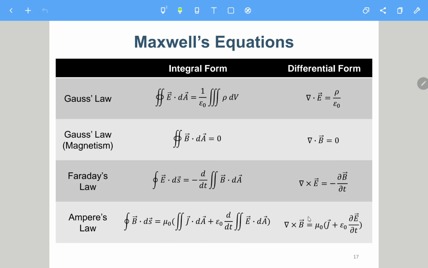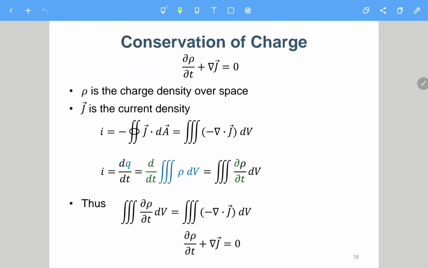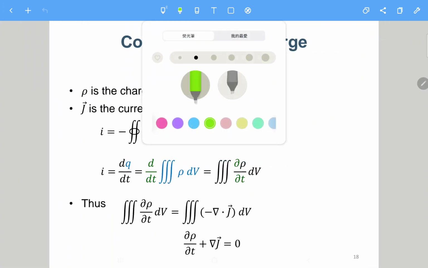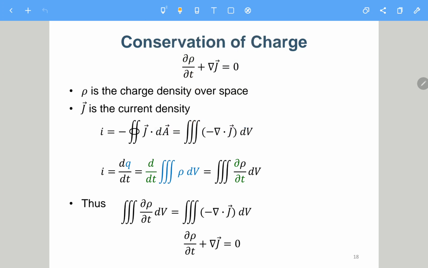So far we have used the Divergence Theorem and also the Stokes Theorem to derive the differential form of the Maxwell equations. And we can also try to explain that the Maxwell equations are compatible with the conservation of charge. 电荷守恒.